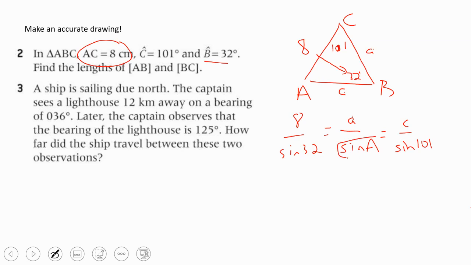Okay, and you can find angle A by subtracting 180 minus 32 minus 101. So it's 133. That leaves us 47 degrees for angle A. So I could change that even to 47.